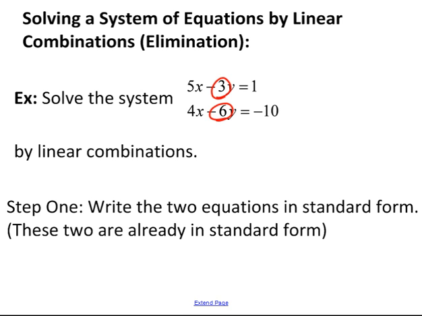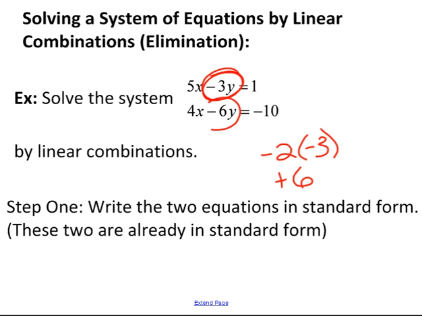If I multiply the top equation by negative 2, negative 2 times negative 3 gives me a positive 6. A positive 6 and a negative 6 will cancel out the y's. So how can I turn this into a positive 6? If I multiply by negative 2. The problem is I cannot just multiply this by negative 2. I have to multiply everything by negative 2.